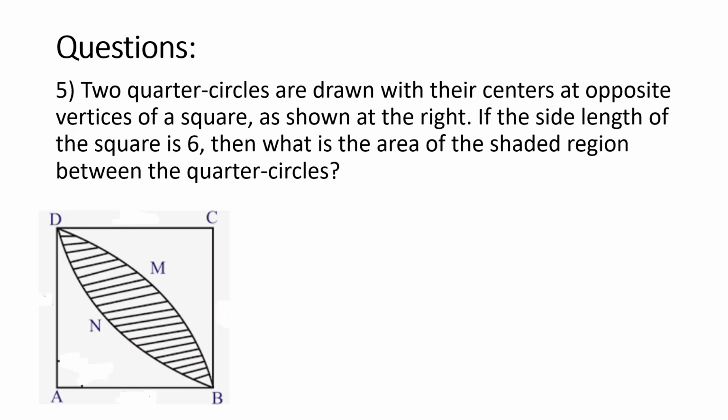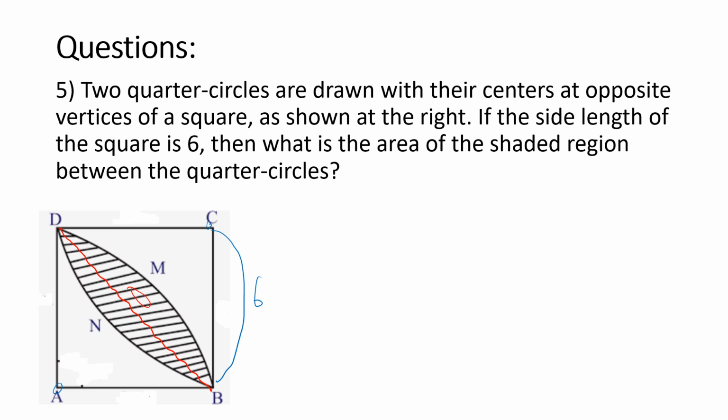Question number 5. Two quarter circles are drawn with their centers at opposite vertices of a square, A and C. If the side length of the square is 6, we want to find the area of the shaded region in the middle. In this problem, we want to separate this square into 2 parts. If I connect the diagonal of B and D, I am separating the shaded region into 2 parts, the lower part and upper part. The 2 parts are identical. I can find either the upper part or the lower part and then multiply by 2, and that would give you the final answer.